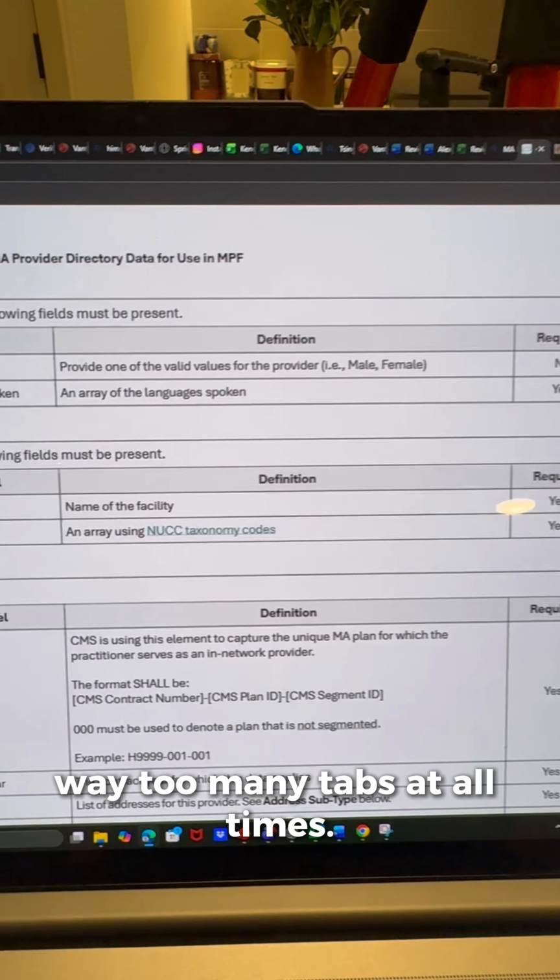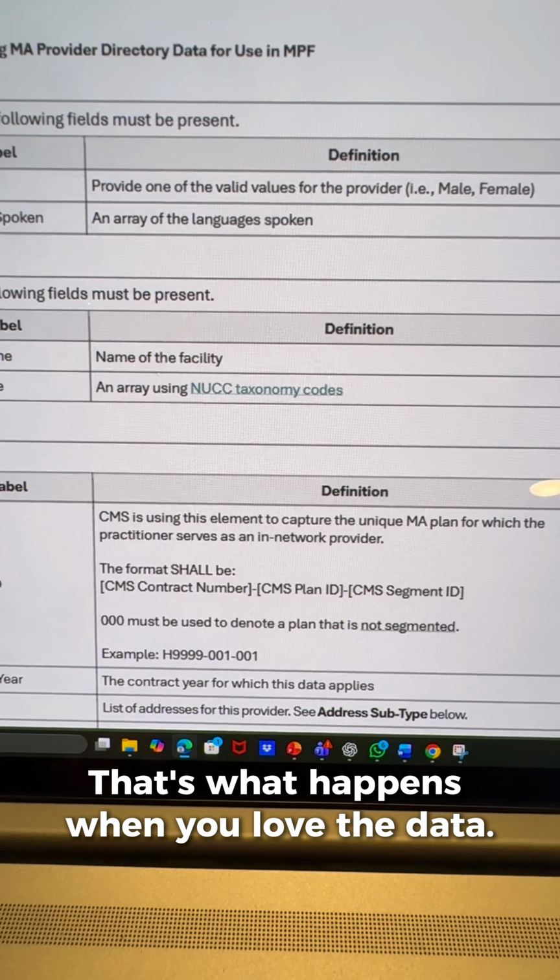and yes, I most certainly do have issues managing way too many tabs at all times. That's what happens when you love the data.